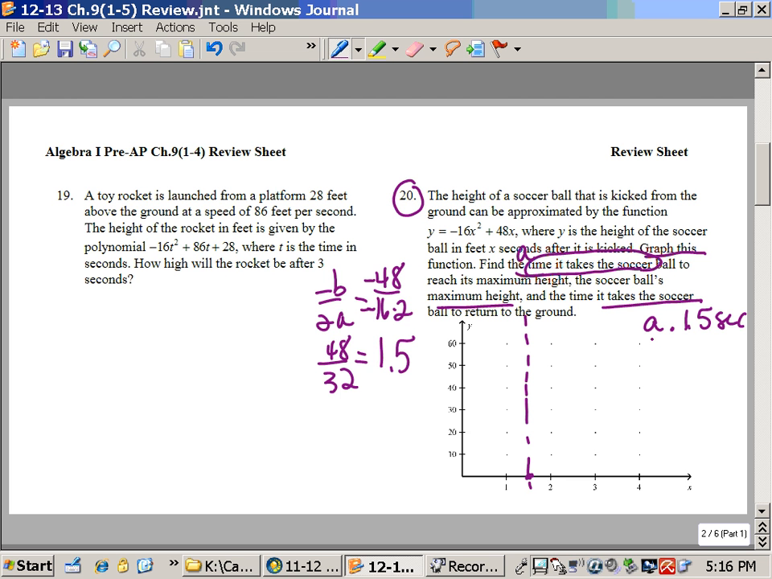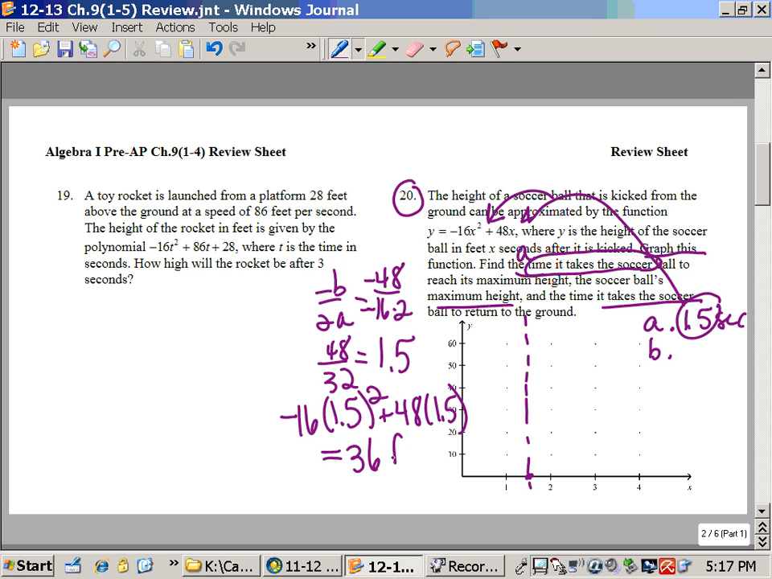Okay, now I also need to find the maximum height. In order to find the maximum height, I'm going to take the 1.5 and plug it in for x here and here. So that gives me negative 16 times 1.5 squared plus 48 times 1.5. If I put that in the calculator, the answer is 36 feet. So 1.5 and up to 36 feet is about right there. Now I need to know how long it takes for the ball to return to the ground.